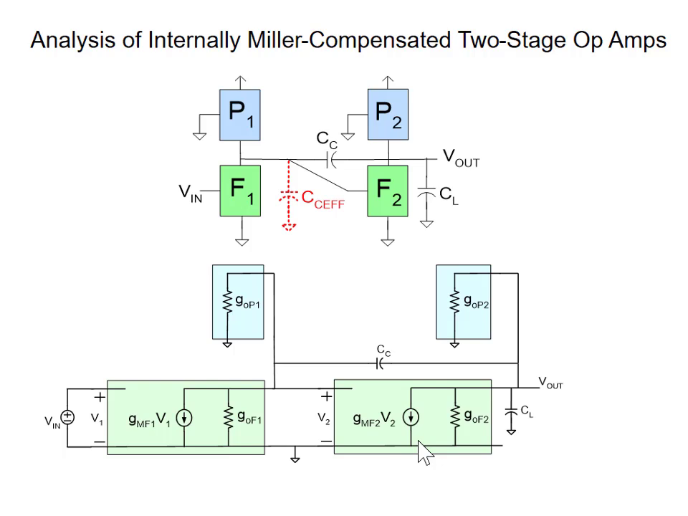Compensation capacitor bridges the 2 sides here. Looking up here, we see the output conductance G out 2, and down here we have the model of the second stage, and the load capacitor CL sitting here. I made no assumptions now in the fact that gain has to be constant.